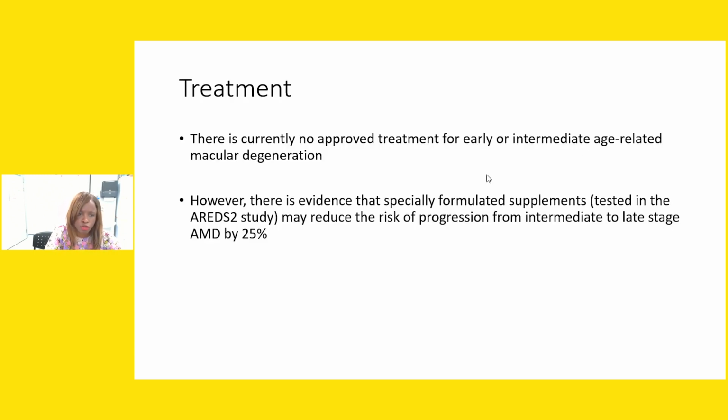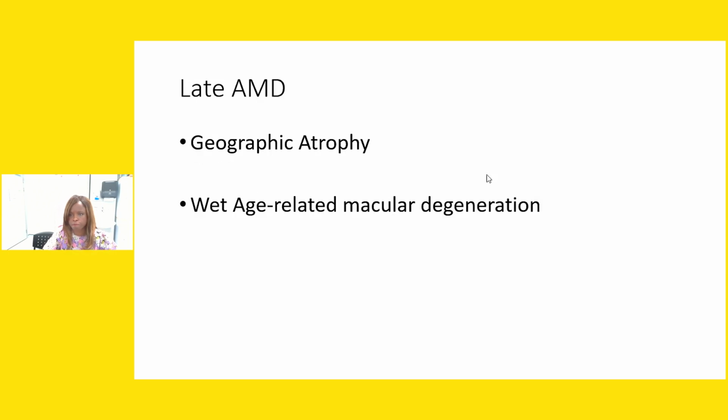And in terms of treatment for early or intermediate age-related macular degeneration, there's currently no approved treatment. However, there is evidence that specially formulated vitamin supplements that have been tested in a study called the AREDS2 study may reduce the risk of progression from intermediate stage to late stage AMD, or macular degeneration, by around 25%. So we tend to recommend the AREDS2 treatment at about that stage.